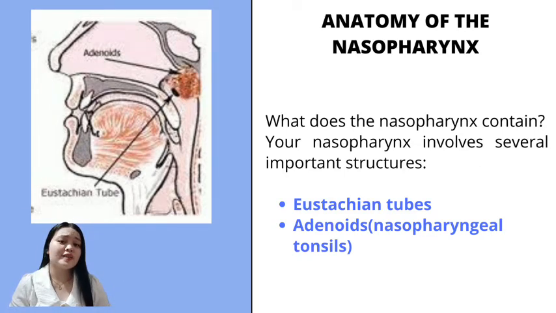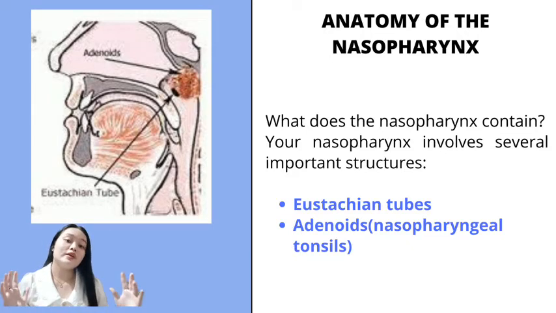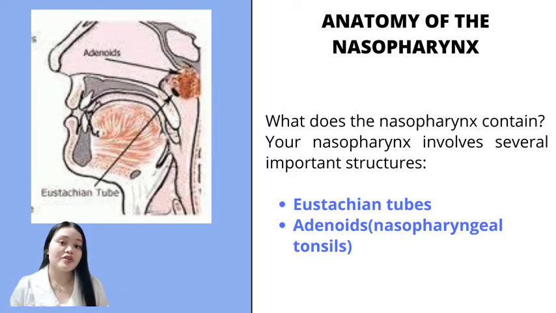So what does the nasopharynx contain? Your nasopharynx involves several important structures. First are the eustachian tubes. These tubes run from the middle of your ears to your nasopharynx. They equalize air pressure and drain fluid from your ears. And then the adenoids, or the nasopharyngeal tonsils. These glands are part of your immune system and help protect your body from viruses and bacteria.